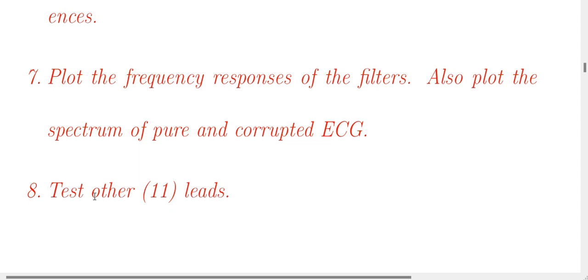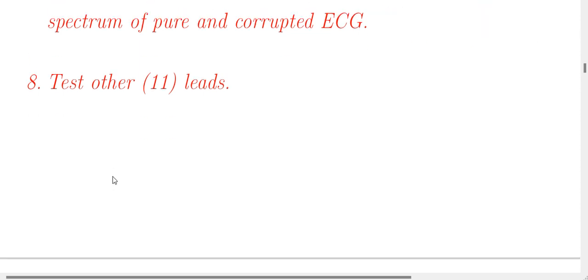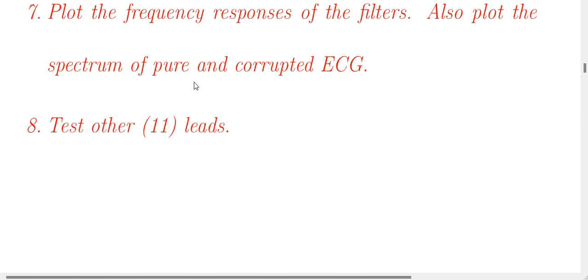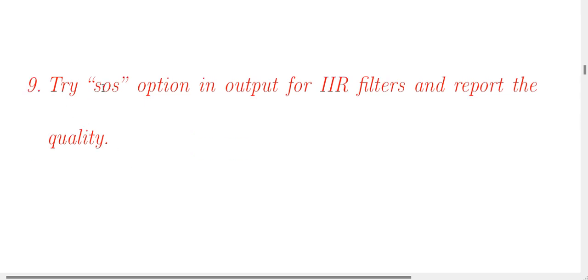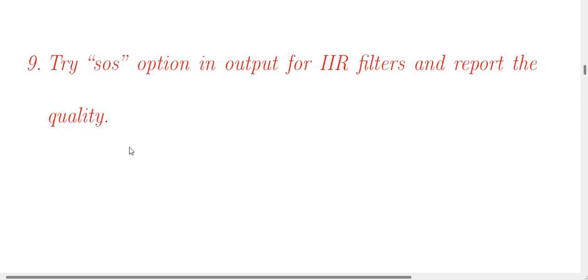And the next question: test the other existing 11 leads, because you have access to 12 leads: lead 1, 2, AVR, AVF, up to V1, V2, up to V6. Altogether 12 leads of information, and try the filtering over all of them, of course after corruption. Try the SOS, second order section, option in the output for IIR filters and report the quality. Again, which one do you prefer?